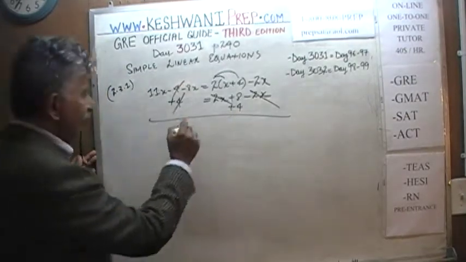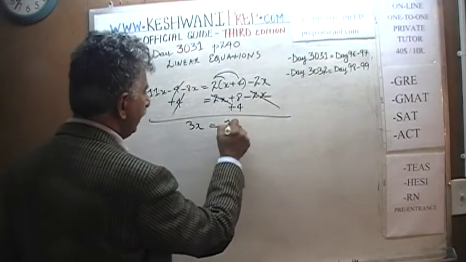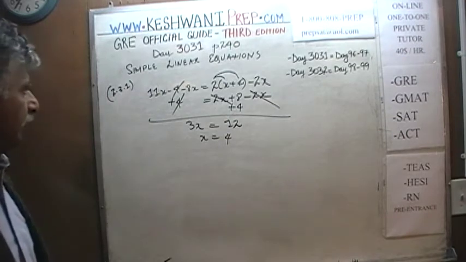11x minus 8x is 3x. And here we have 12. Oh, there you go, 12. x equals 4. Very simple, very straightforward. Nothing to it.